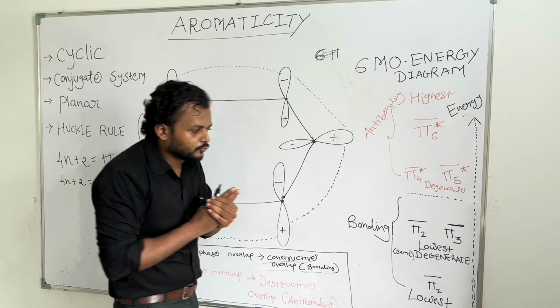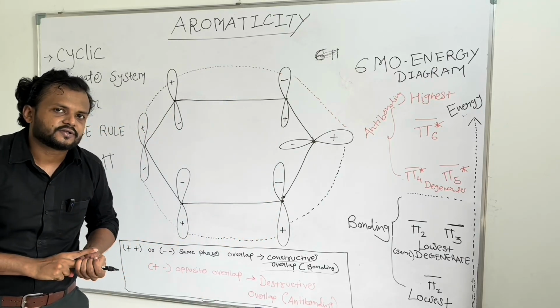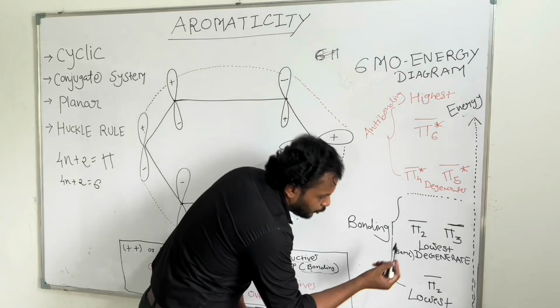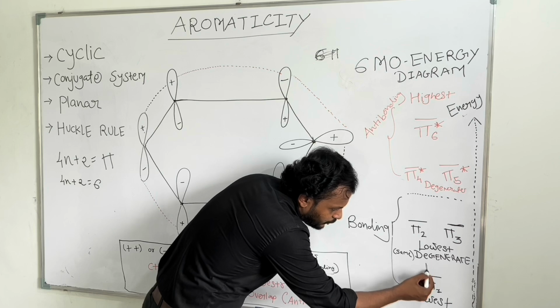As per that rule, one orbital can hold 2 electrons. So pi 1, the lowest energy orbital, will have 2 electrons.